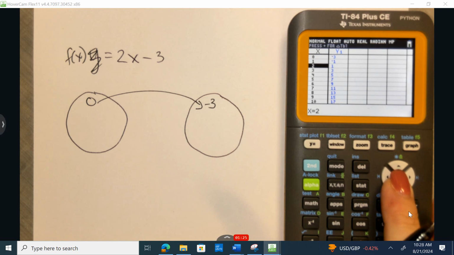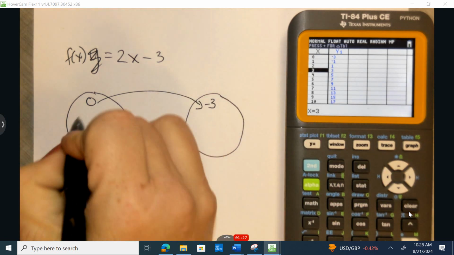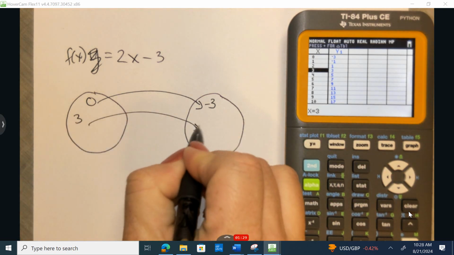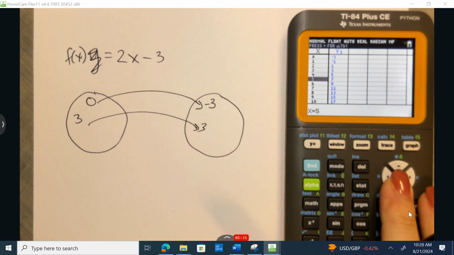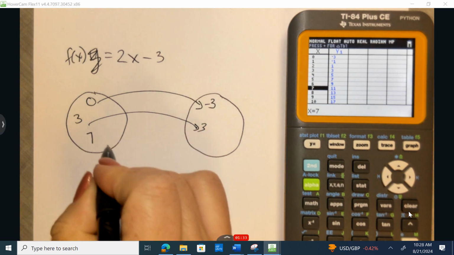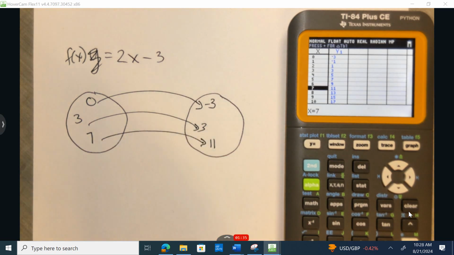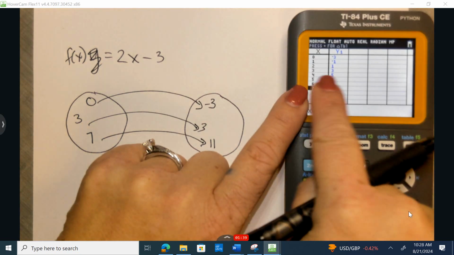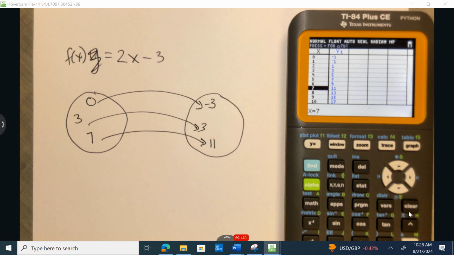And I can take any one of these. I can see 3 is mapped onto 3. Just randomized here, I can see 7 is mapped onto 11. Those are all random or arbitrary numbers I chose, and then I took the corresponding output value. Okay? So here's what this function means.